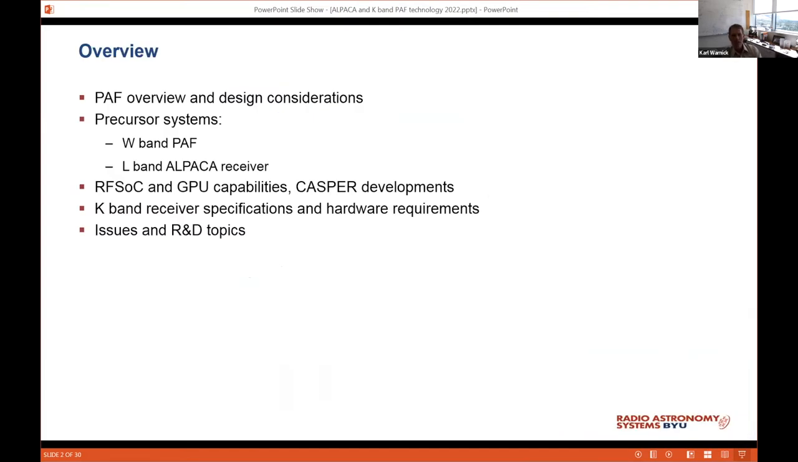Here's an overview of the talk. You can see the things we'll go through. Really, the premise is if we were really going to build a K-band phased array feed, what would we do? Mainly with the digital back end. And I'll talk a little bit about some things that overlap with what Kevin just talked about in his excellent talk.